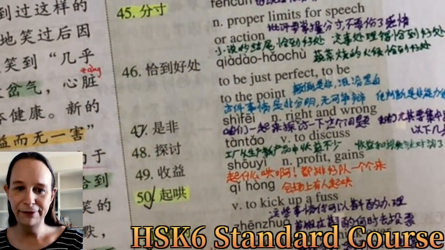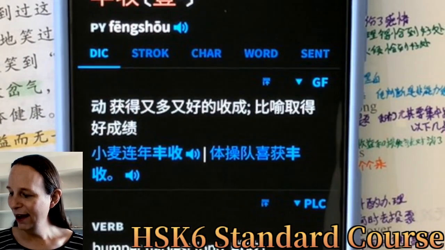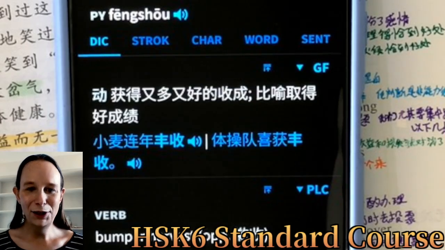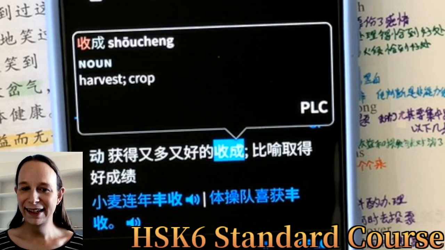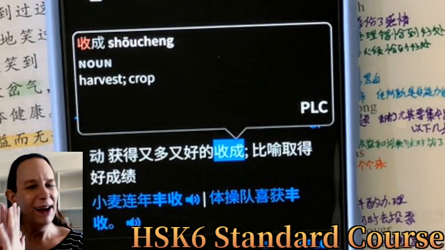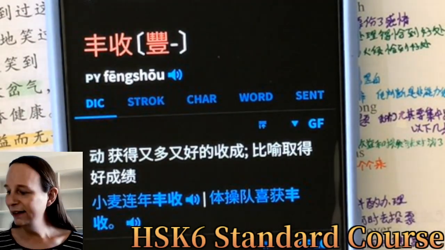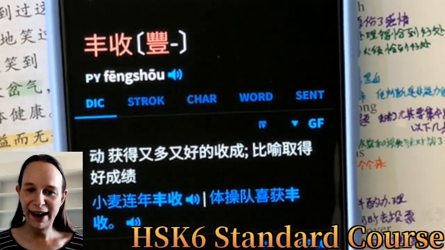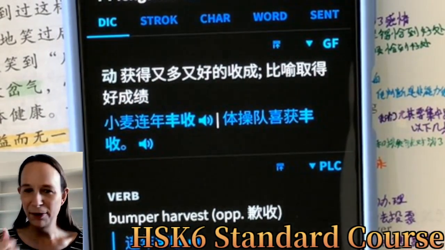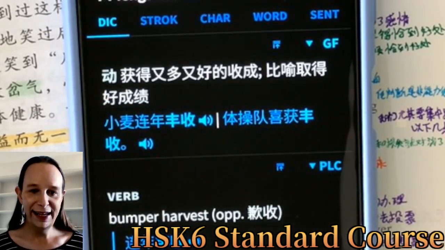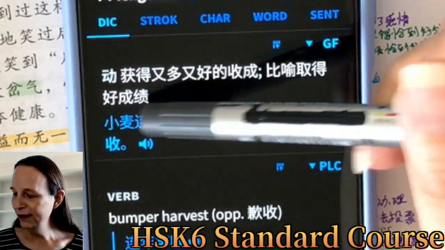All right. The other one we need to know is 丰收. I guess it's 丰厚的收益。获得又多又好的收成。收成。So the 收 here is harvest in the sense of crops pertaining to agriculture. However, a lot of the time it does not. Here, actually, it says it. 比喻取得好成绩. So it's a metaphor for obtaining good 成绩, grades or results or something. Okay. 小麦连年丰收, 连年 consecutive years. 小麦 is wheat, right? If I remember correctly, yeah, wheat. 小麦连年丰收. So you have a bumper harvest for consecutive years. So that's the literal one.